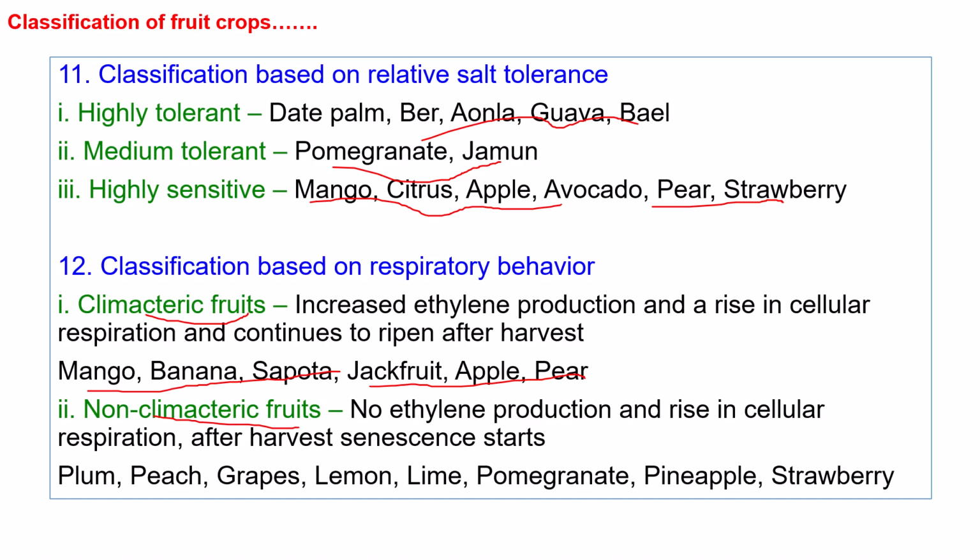But when coming to the non-climacteric fruits, there will not be that peak rate of respiration in these fruits. And if we harvest those non-climacteric fruits from the trees, the process of senescence starts. In the case of climacteric fruits, after the harvest, the fruits will ripen. But in the case of non-climacteric fruits, if we keep them for long, the fruit will go through senescence and finally decay. Examples of non-climacteric fruit crops are citrus fruits, then plum, peach, pineapple and strawberry.